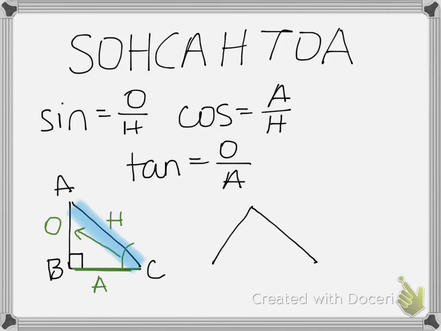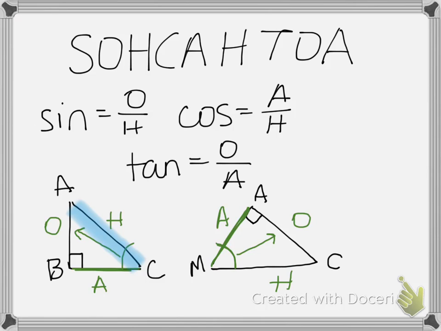As long as we have that 90-degree angle, it doesn't matter what shape, if it's sitting on its hypotenuse or if it's sitting on its side. So from angle M, this is our opposite, and then this is our adjacent, and then this is our hypotenuse. So that goes for identifying our sides. That's just a real quick review of how to identify your sides, so you know which trig function to use.